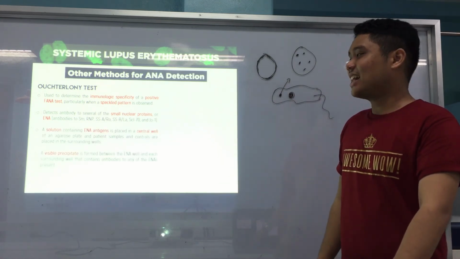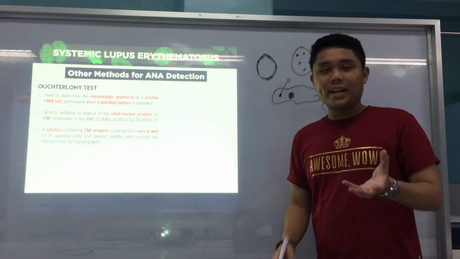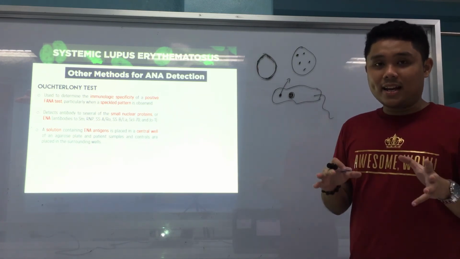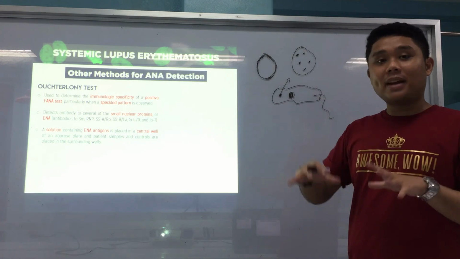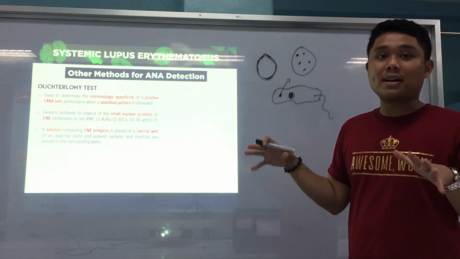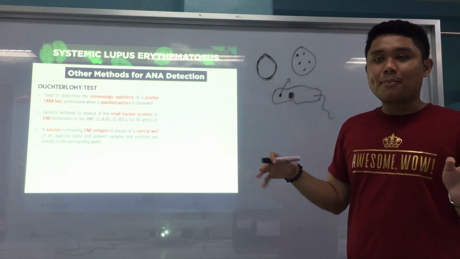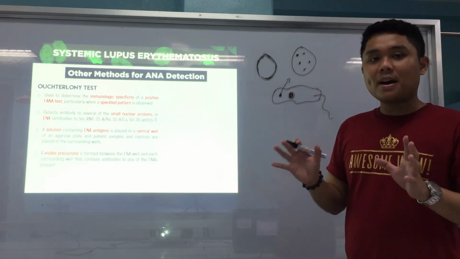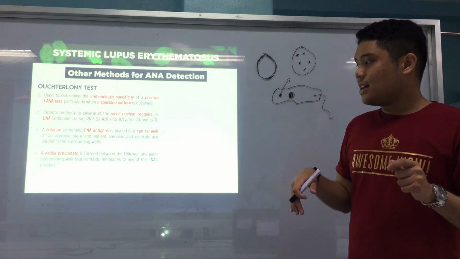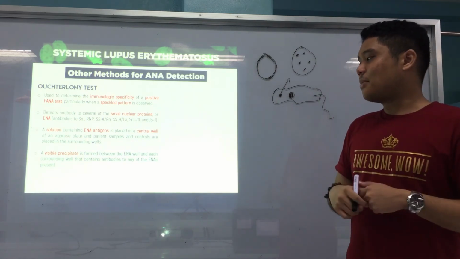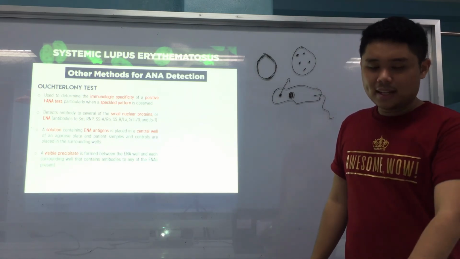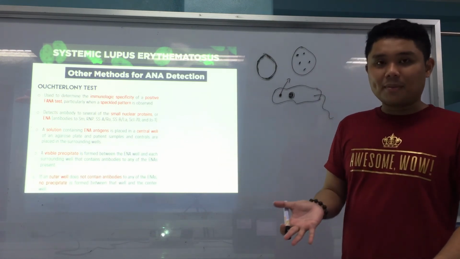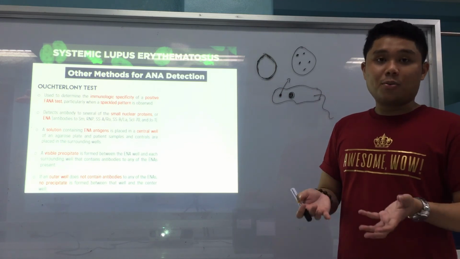JO1, okay, alright. Now, again, in Ouchterlony, at the center of the well there is a solution that contains all of the ENAs, alright? And then the controls are placed in the surrounding wells. The controls are antibodies, for example anti-Sm and anti-RNP. Now, a visible precipitate is formed between the ENA well and each surrounding well that contains antibodies to any of the ENAs present. And if wala, of course, wala yung precipitate. So, no precipitate, meaning wala siyang antibodies found in the serum or in the patient.